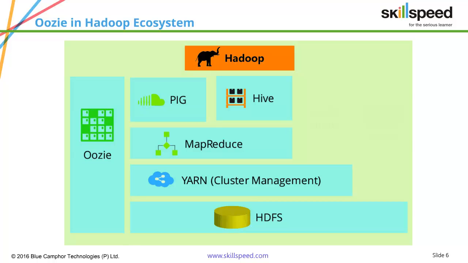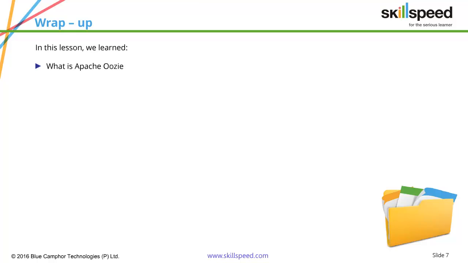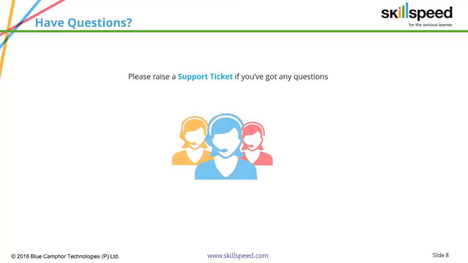Maybe I need to run a particular Pig job once my MapReduce job is over. Or I have to create a flow wherein first my Hive script will run, which will pull some data, and then my MapReduce job will run on top of the data which was stored. How can I do that? I can use this tool called Oozie, and we will be exploring this further in the upcoming lessons. So to wrap up, in this particular lesson we have learned what Oozie is, what it does, and how it fits in the Hadoop ecosystem. That's all for this lesson.